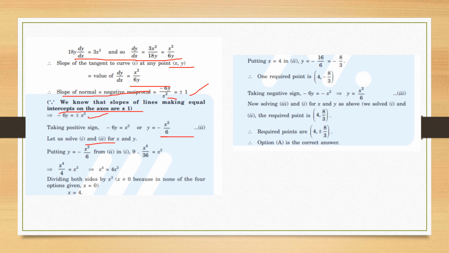So solving 1 and 2, I'll get y as this. Okay, and x on comparison, x to the 4 equal to 4x cube, I'll get x as 4 after cancellation. So x is 4, y is minus 8 by 3. So this is the required point. Okay, and if I take the negative sign, the required point will be (4, plus minus root 8 by 3). So option number A is the answer.